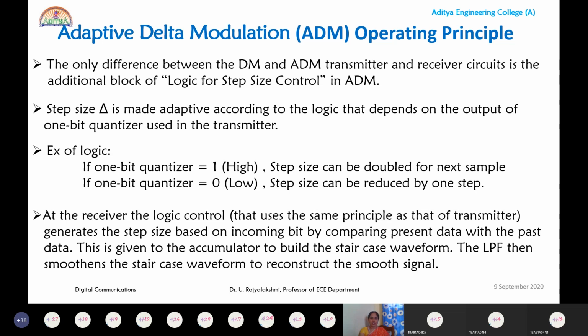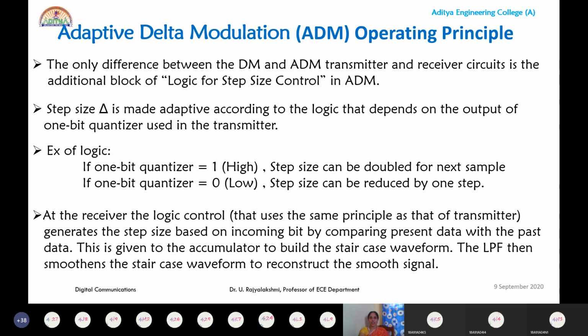Okay, so now what will this logic control do? At the receiver, the logic control generates the step size based on the incoming bit. Based on the input to the receiving section, this logic for step size control circuit will once again compare the present sample data with the past sample data, and after comparison, it will increase or decrease the step size. The logic used at the receiver should be the same as the logic used at the transmitter section. Now the variable step size is applied to the accumulator.